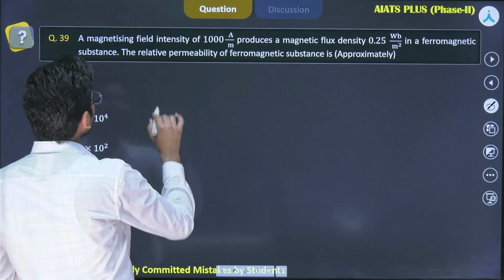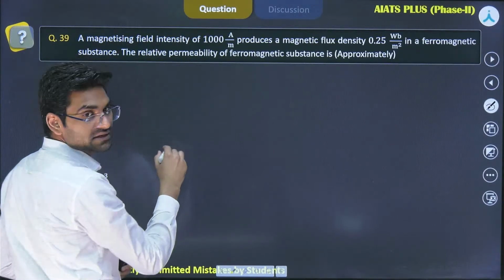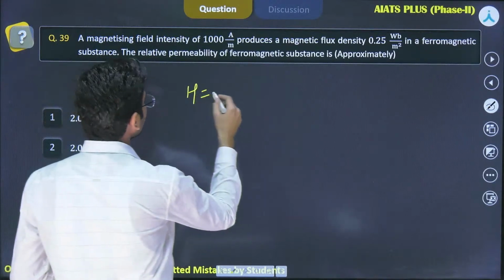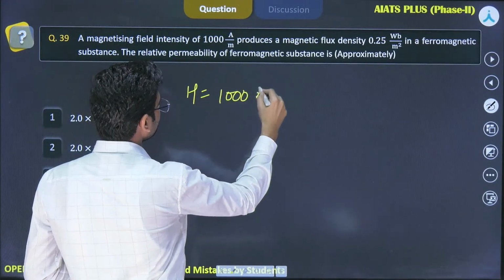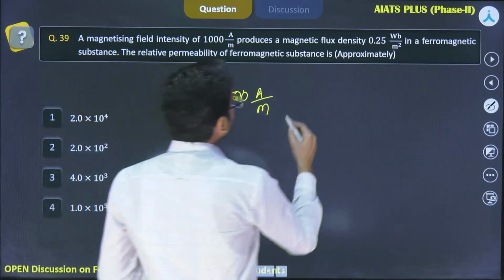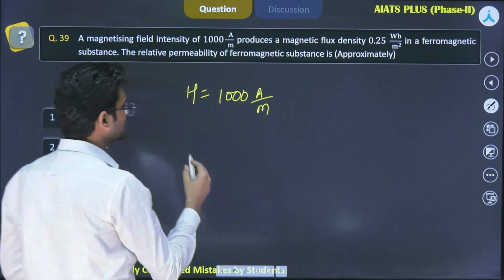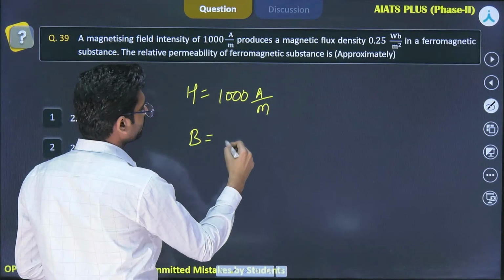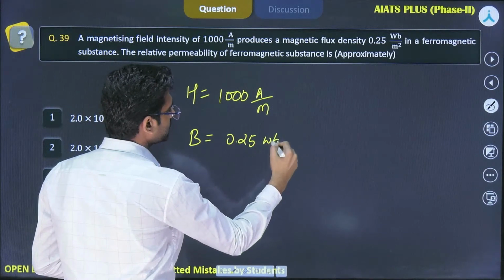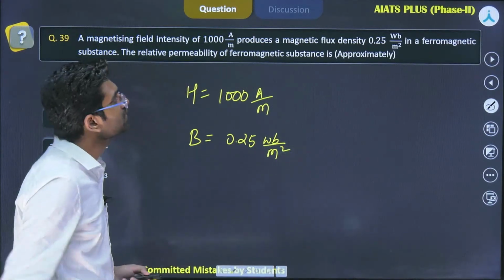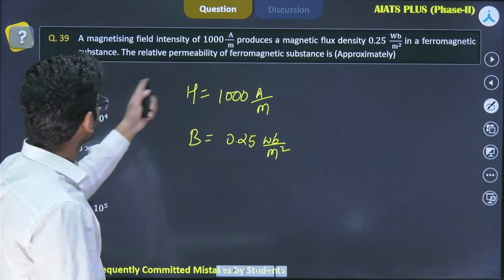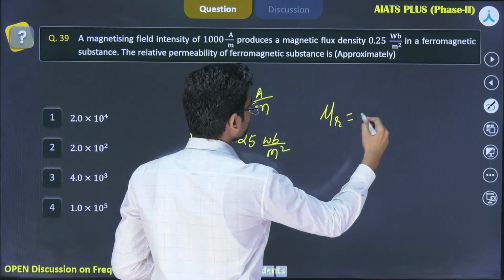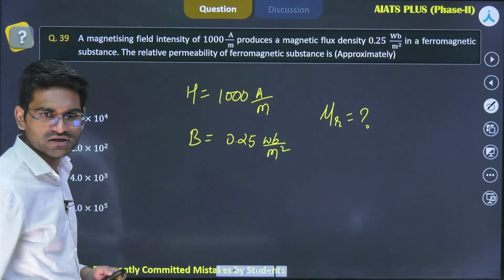What we are given is the magnetizing field intensity, denoted by capital H, sorry, and that is equal to 1000 ampere per meter. Magnetic flux density, this is the magnetic field, nothing else. This is B, which is equal to 0.25 Weber per meter square. In a ferromagnetic substance, the relative permeability is mu r. We have to find this. What is the formula?